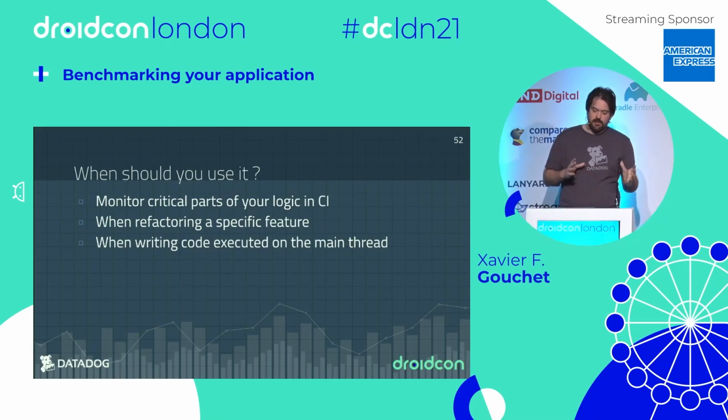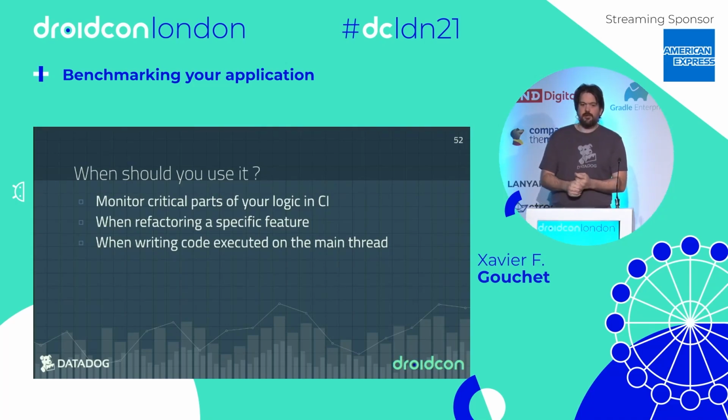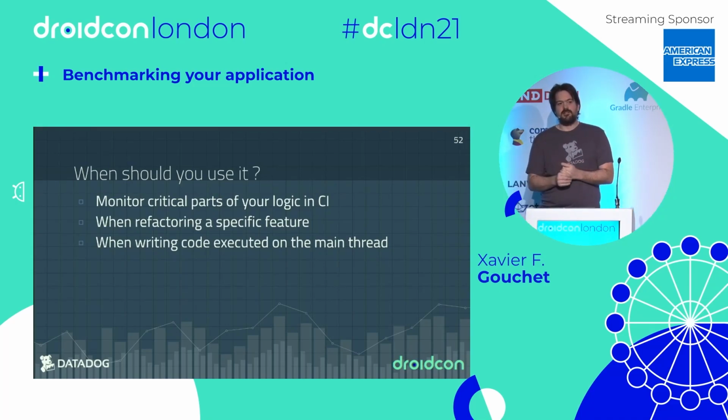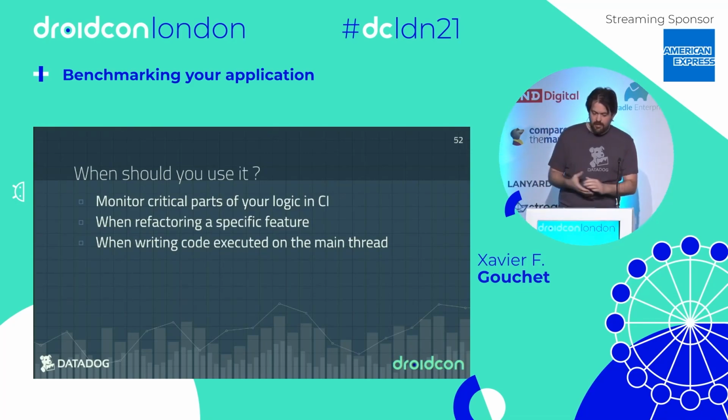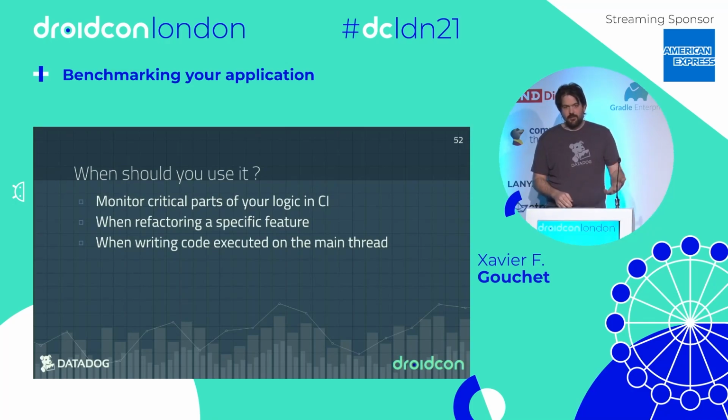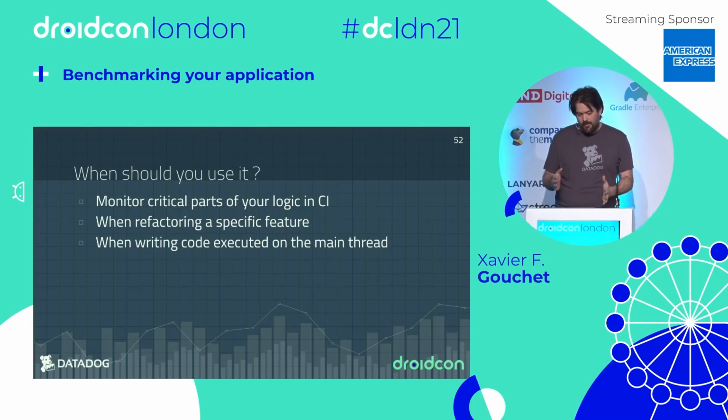So you can use it whenever you want to monitor a critical part of your logic in CI. If you know that something is very important, you want to make sure that this one, at least, is never going to go above a certain time. Also, when you're refactoring a specific feature, as I mentioned, you say, I'm going to measure it with this benchmark tool first, then I'm going to refactor, and then I'm going to measure it again, and then I'm going to be able to see what improvement I added during the refactoring. And as I mentioned, this is very useful when you're writing code that is executed on the main thread because the main thread is the most critical one, so you don't want to block this for more than a couple of milliseconds.